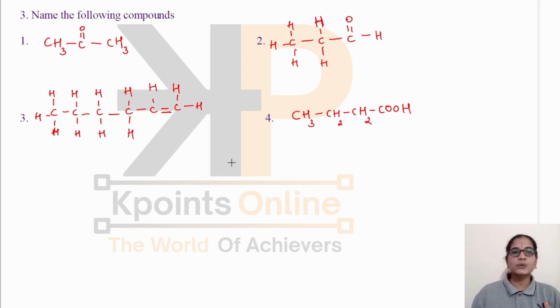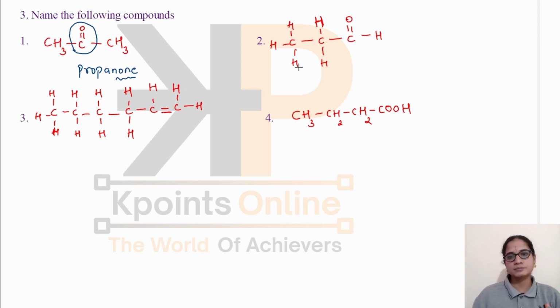Okay, now name the following compounds. We have to name them. See here, there are 3 carbon atoms, so the keyword will be pro, and the functional group is the ketonic group. So we will add the suffix one. So the name of the compound will be propanone. As this is a ketonic group, I should add the suffix one here.